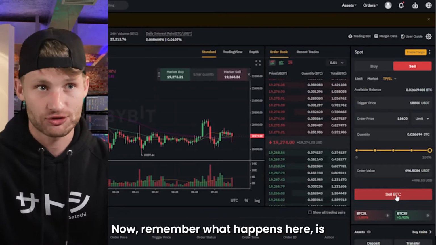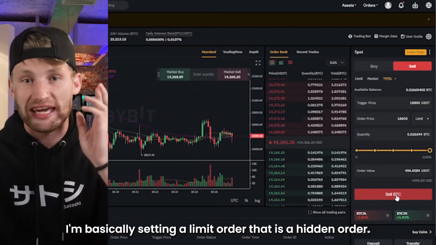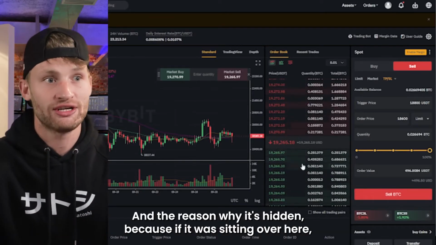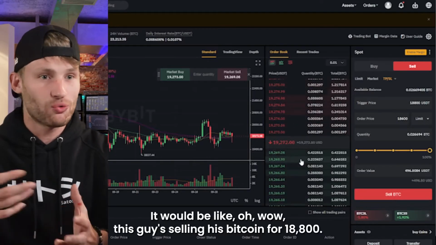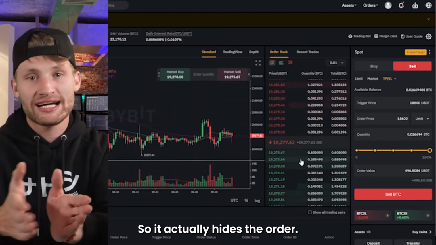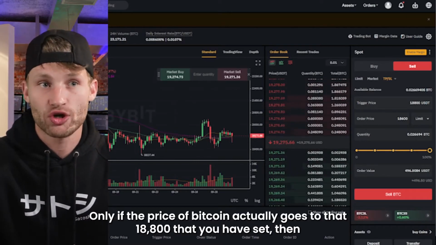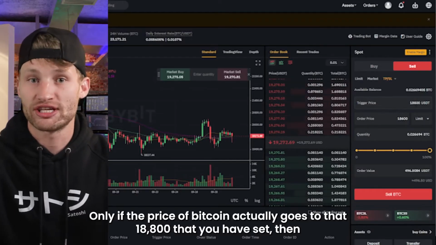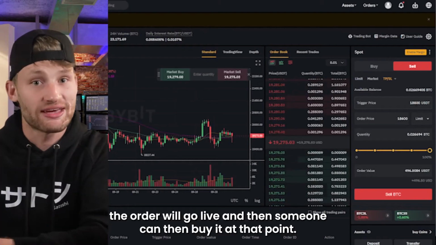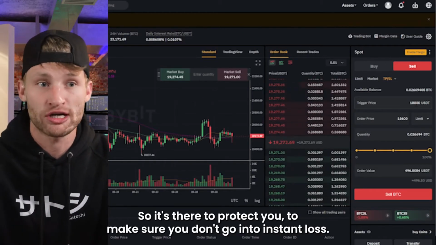Now remember what happens here is I am basically setting a limit order that is a hidden order. And the reason why it's hidden is that if it was sitting over here, someone would just buy it. They'd be like, oh wow, this guy's selling his Bitcoin for 18,800. So it actually hides the order. Only if the price of Bitcoin actually goes to the 18,800 that you have set, then the order will go live. And then someone can buy it at that point. So it's there to protect you, to make sure you don't go into instant loss.